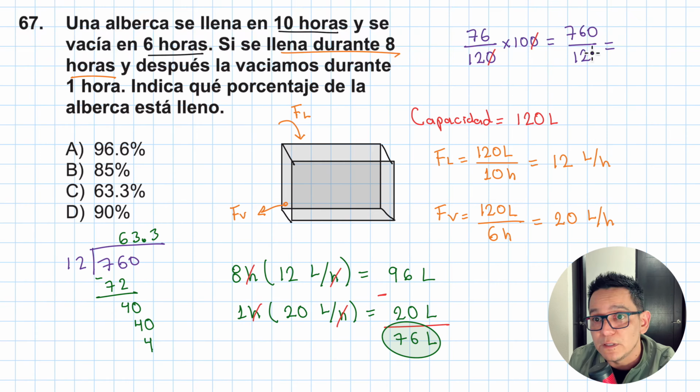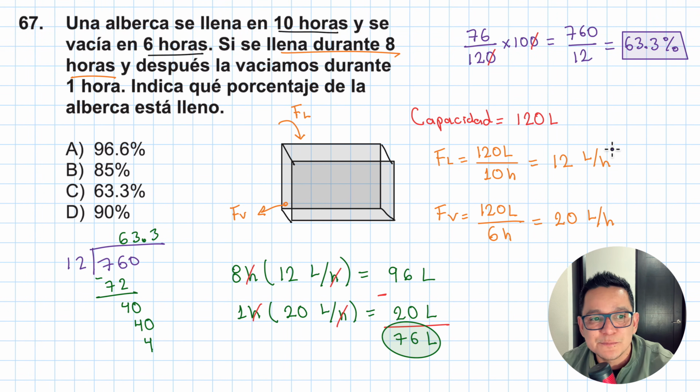The result of dividing 760 by 12 is 63.3. And in this case, this will be given as a percentage, so the result will be 63.3%. Therefore, the correct answer is the one in option C.